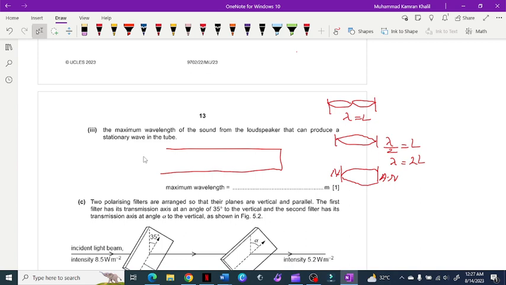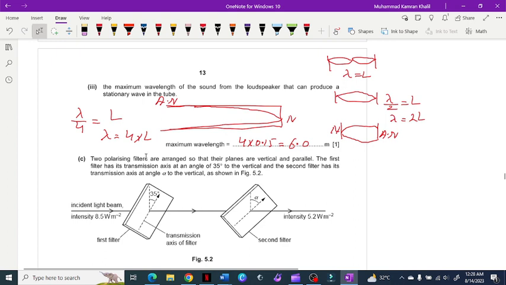So we will draw it over here. Node and antinode over here. Node and antinode over here. So this is node, this is antinode. So now the distance between antinode and node is lambda by 4. That is equal to L. So lambda is equal to 4 into L. I think the answer was 0.15. So 4 into 0.15 is equal to 0.60. So this is the answer for this question.